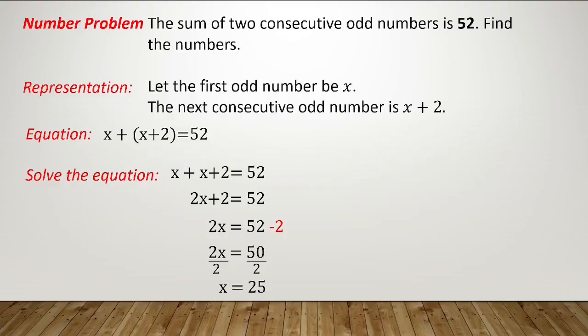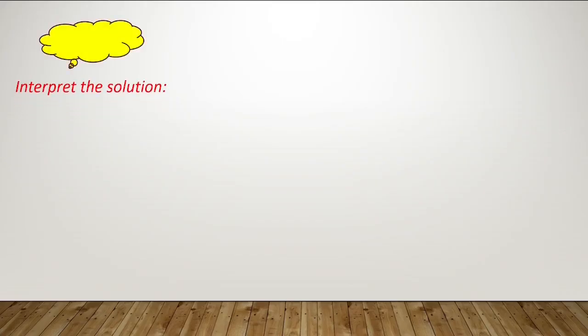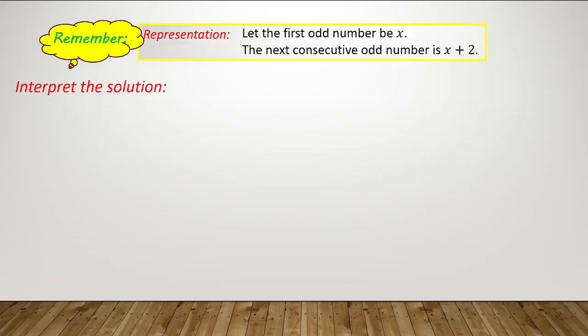So what does 25 mean? So remember the representation. The first odd number is x and the next consecutive odd number is x plus 2. So that means the first odd number is 25 and the next consecutive is 27.